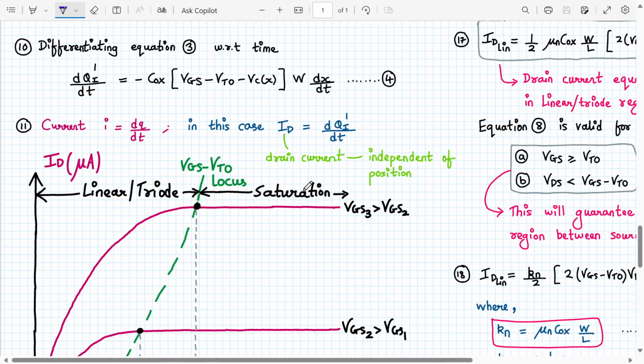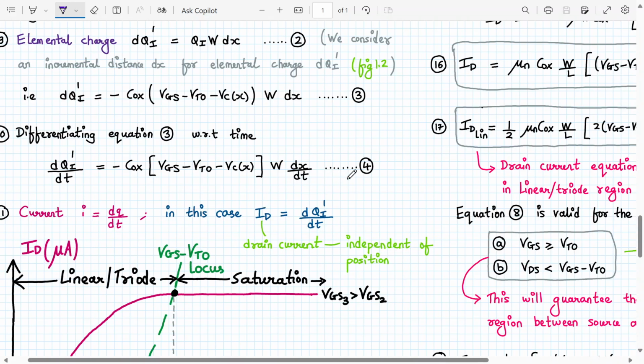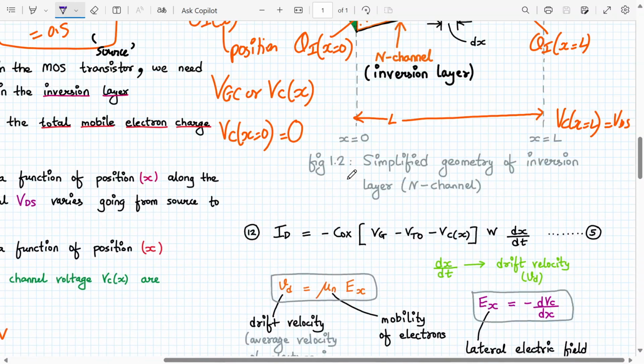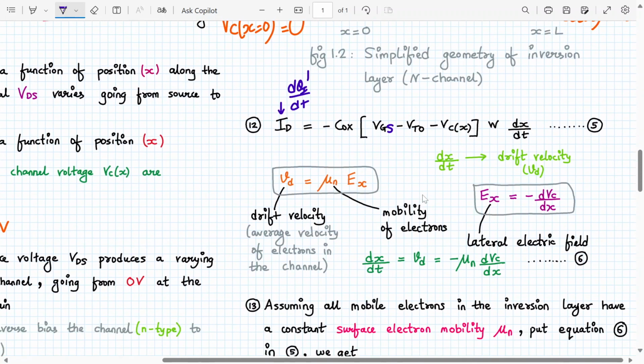Can I continue from here? Yes. So we differentiate this. What do we get? id equal to minus Cox (Vgs minus Vto minus Vc of x) W dx by dt. This is nothing but dqi dash by dt. So we have written the same thing only, equation number 5, we have rewritten it.